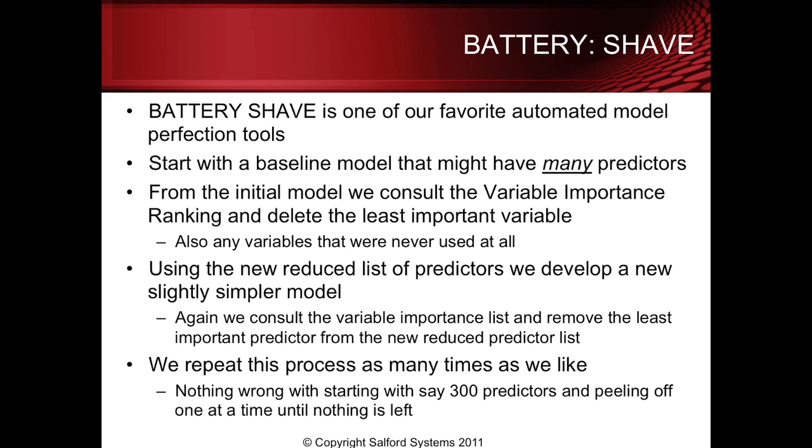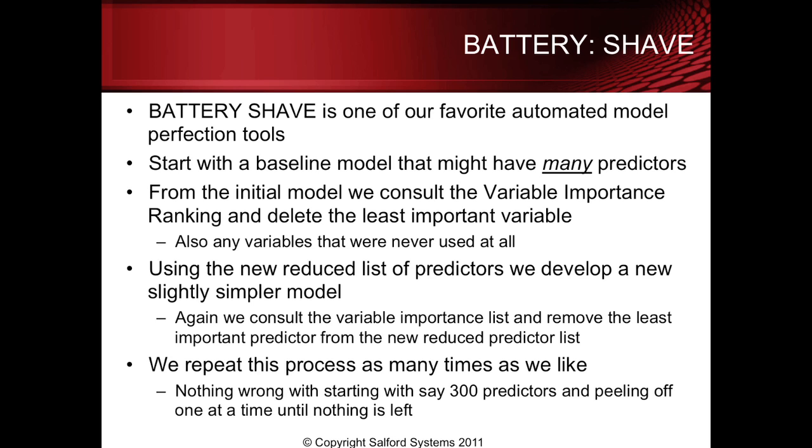We start with a baseline model that might have many predictors. And when I say many, I mean perhaps several hundred. This technology may not be the best to use if you have tens of thousands. From the initial model, we can select the variable importance ranking and delete the least important variable.